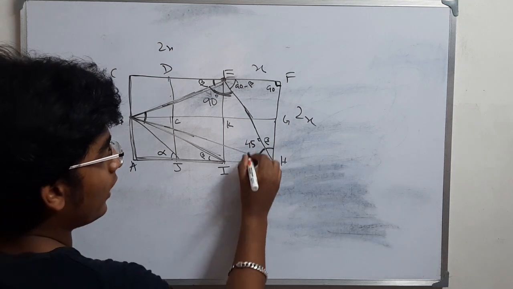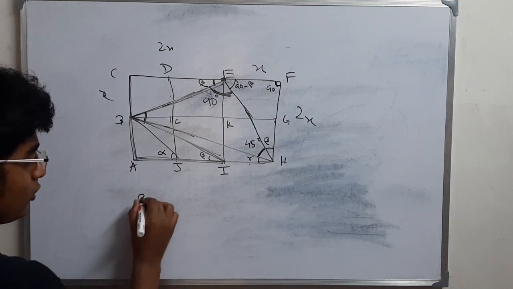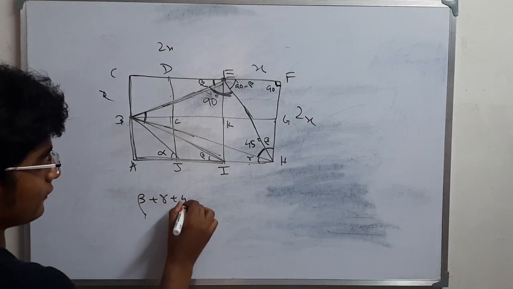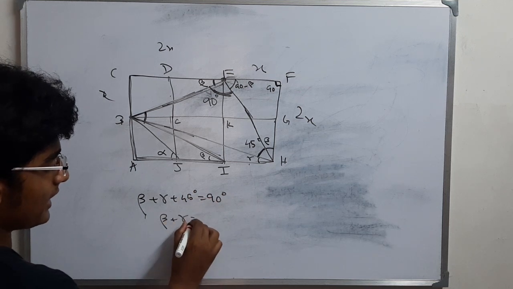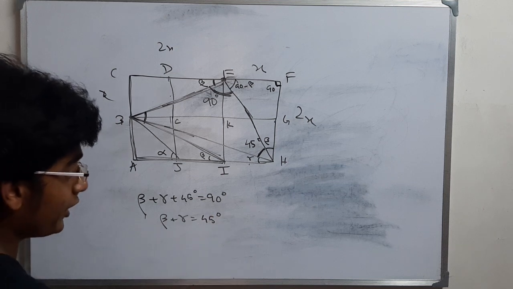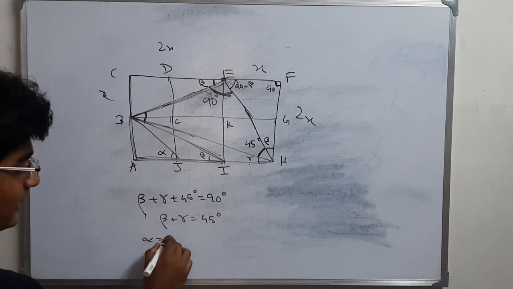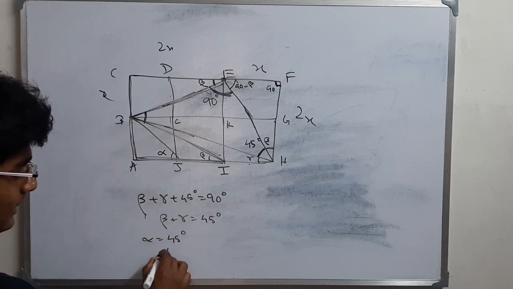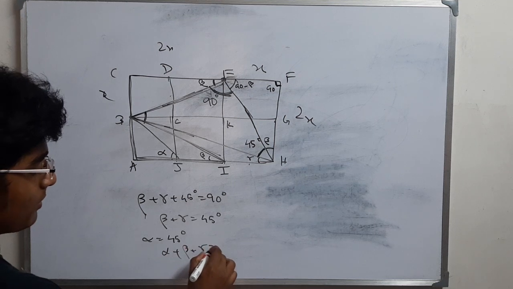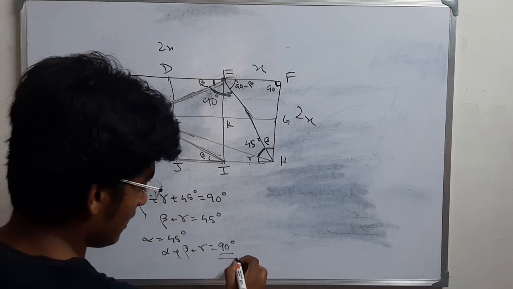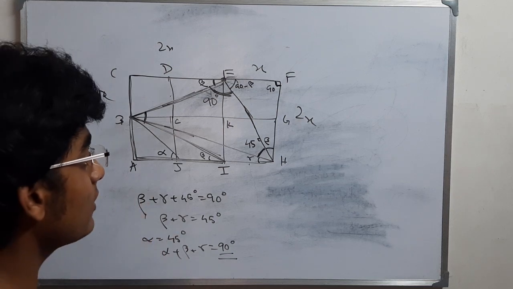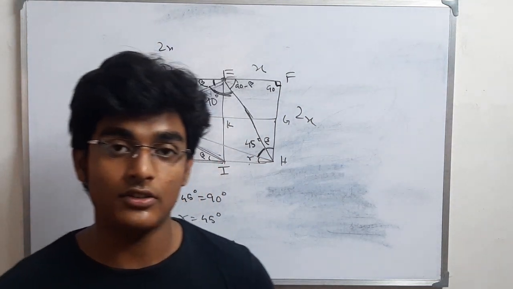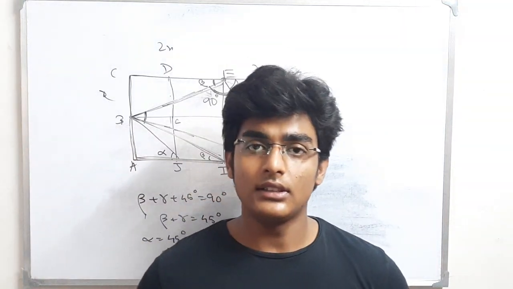This whole angle is 90 degrees. That means beta plus gamma plus 45 degrees is 90 degrees, so beta plus gamma is 45 degrees. And you already know that alpha itself is 45 degrees. Hence alpha plus beta plus gamma is 45 degrees plus 45 degrees, which is 90 degrees. This was the actual procedure a fifth grade student must follow, because they don't know about inverse trigonometric relations.